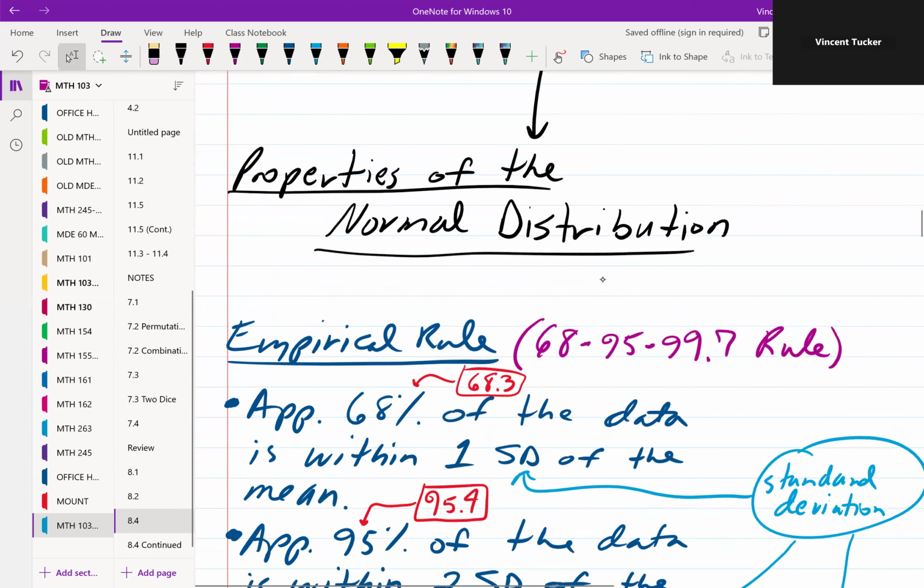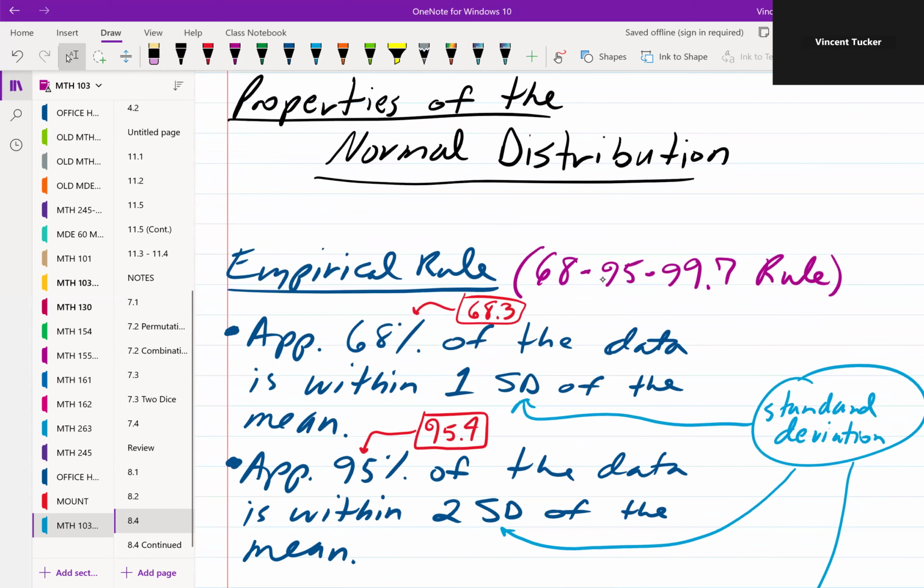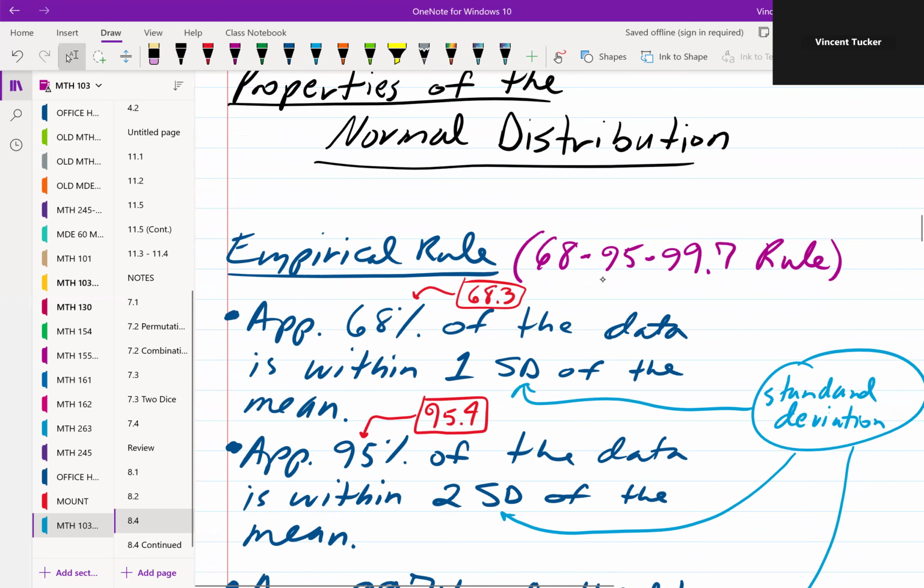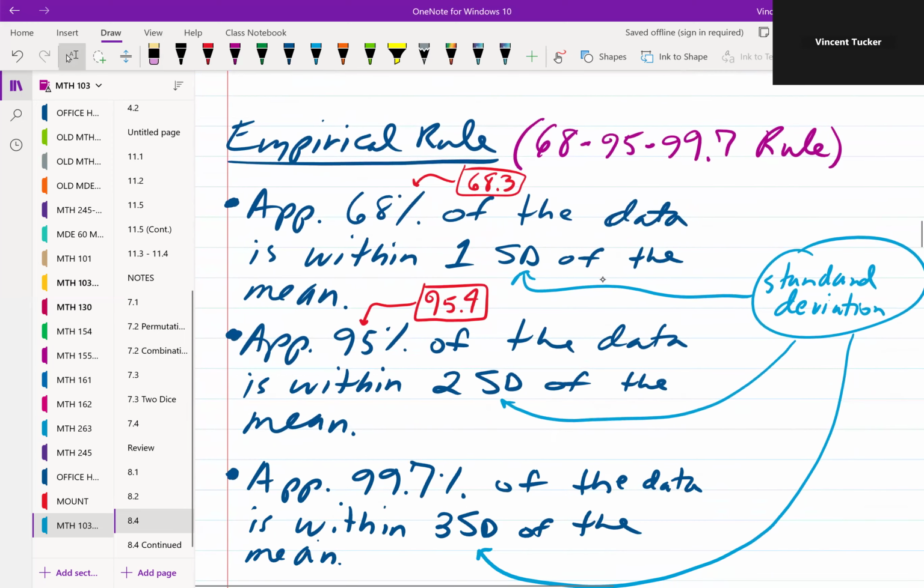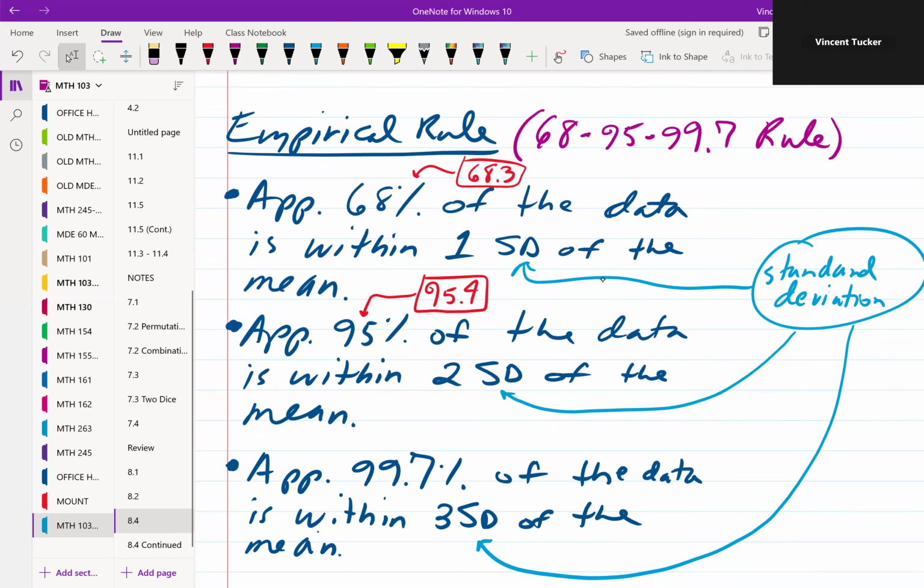Properties of normal distribution. First thing we're going to look at is the empirical rule. So approximately 68% of the data is within one standard deviation of the mean. Approximately 95% of the data is within two standard deviations of the mean. And then approximately 99.7% of the data is within three standard deviations of the mean. That's your empirical rule.